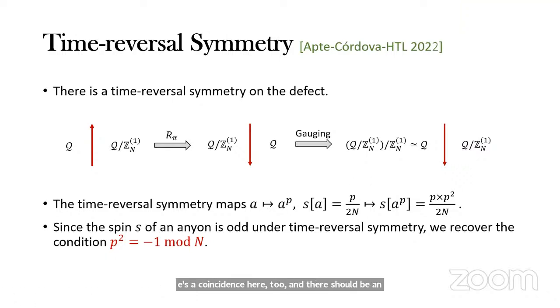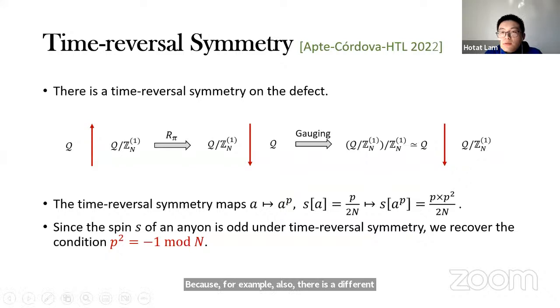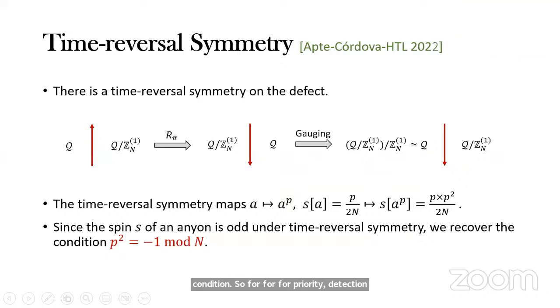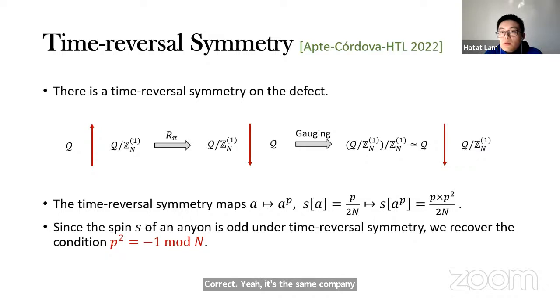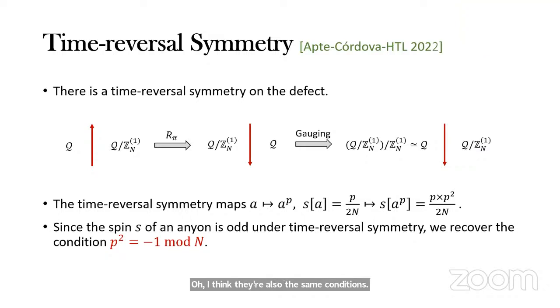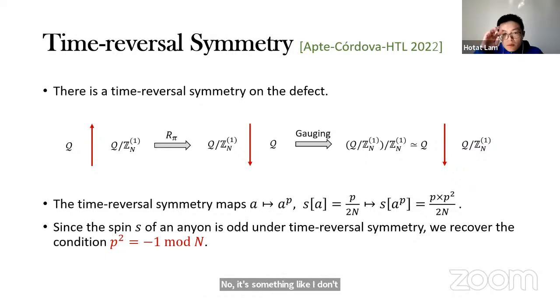Because, for example, there is also a different condition for triality defects. Correct, yes, it's the same. Which, however, I don't see how to obtain from the condition of self-duality of SPT phases, because it's a bit more strange. Oh, I think they're also the same conditions, if I remember correctly. No, it's something like P squared plus P plus 1 or minus 1, something like this. That's right, so it's a condition different from this one, but I think the condition for the triality defects to come from invertible symmetry is also the same condition that there's a self-dual SPT that respects triality.